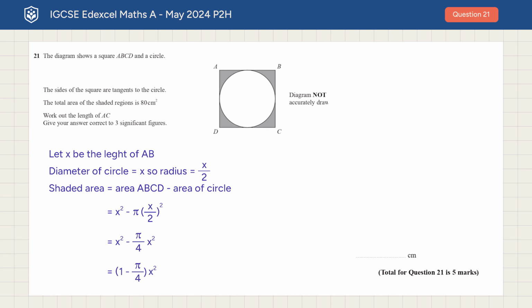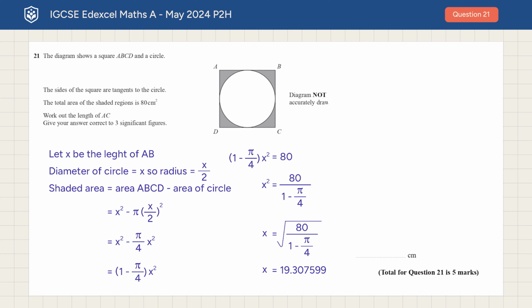We can factor out the x squared to make it easier to solve. We're told this shaded area equals 80, so x squared times the bracket 1 minus pi over 4 equals 80. To isolate x squared, we divide 80 by that bracket. This gives us x squared equals 80 divided by 0.2146. Calculating that out, x squared is approximately 372.7, and the length of x is approximately 19.307599.